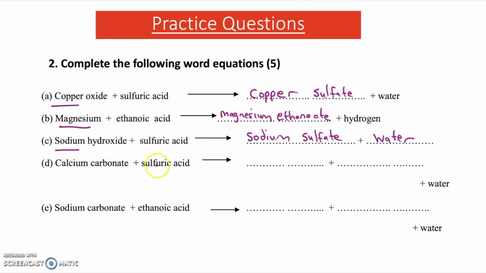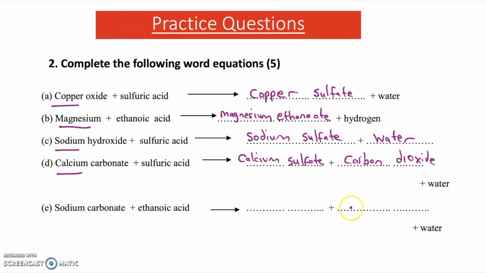Now for D, we have calcium carbonate and sulfuric acid. Now when you have a metal carbonate reacting with an acid, you form a salt, carbon dioxide and water, so I'm just putting the carbon dioxide in here. Now any salt that's made from sulfuric acid will be a sulfate, and because it's calcium carbonate, the salt formed will be calcium sulfate.